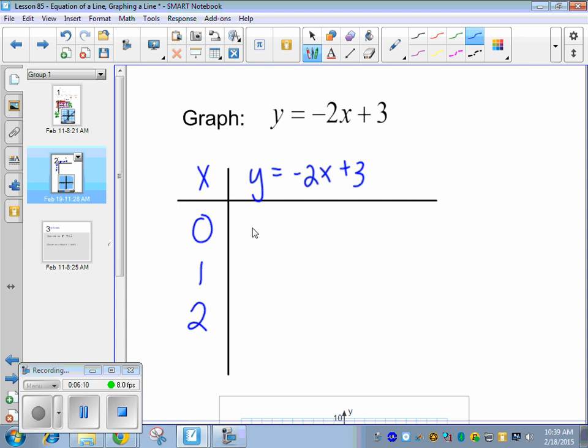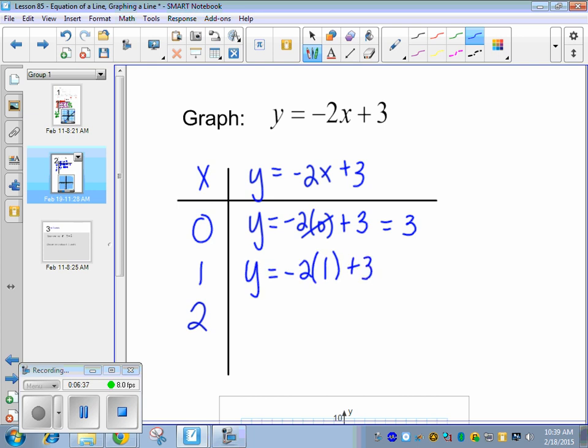So now we've got to show our work. Y equals negative 2. Then show that you substituted in a 0 for x. Okay, what is anything times 0? 0. So then plus 3. We get 3. Okay. And then we've got y equals negative 2. And this time what are we plugging in? 1. Use parentheses. Alright? So Thomas, what's negative 2 times 1? Negative 2. And what's negative 2 plus 3? 1. Good. And we get 1.